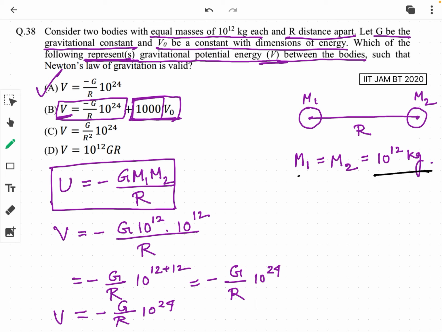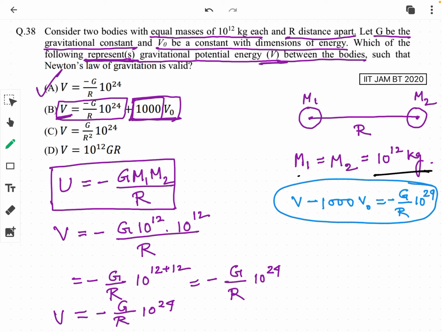And if we write this way, V minus 1000 V0, we can get minus G by R into 10 to the power 24. That means it can be the basic or the origin part for gravitational potential energy. So this option is valid. This option can be the answer for our question.